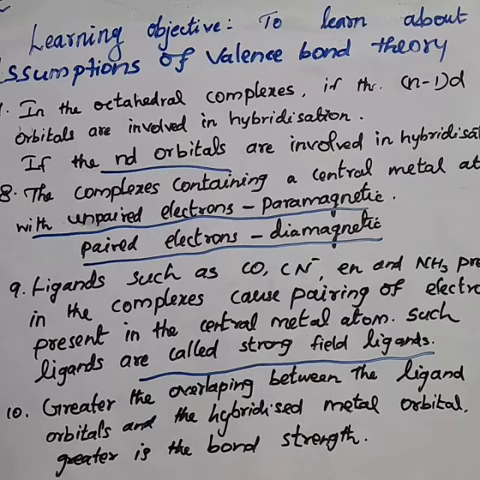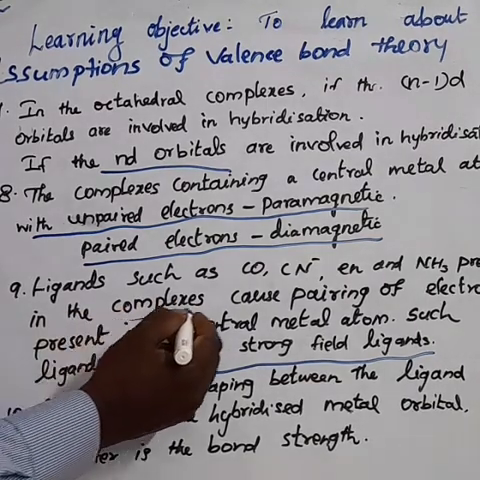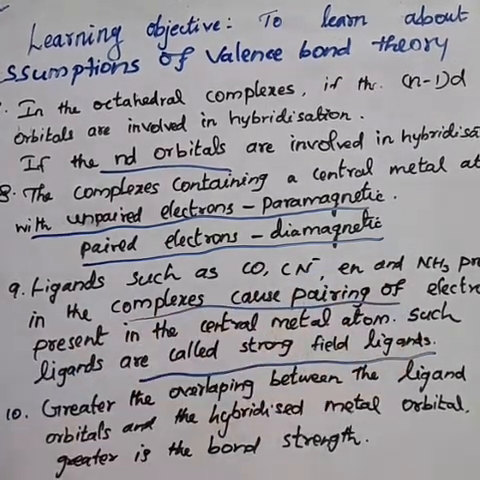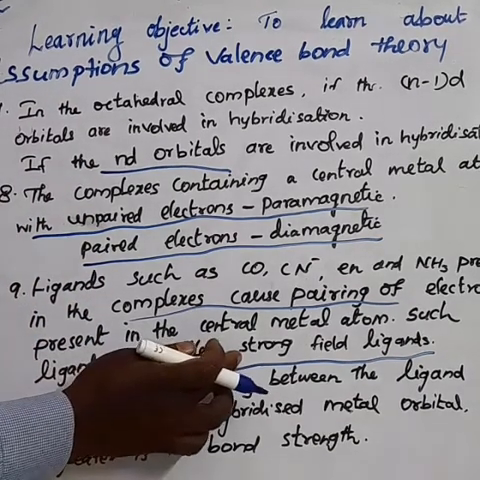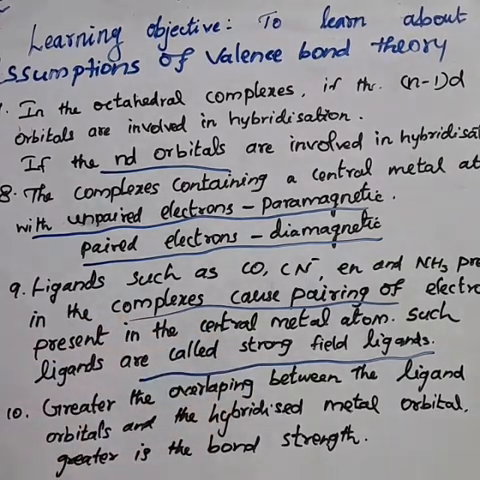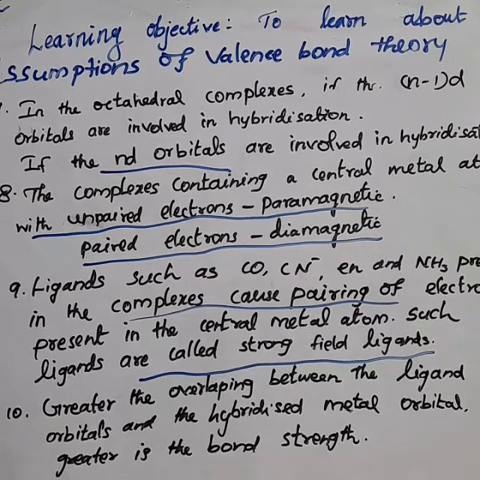Pairing of electrons. Such type of ligands are called strong field ligands. Which field ligand? Strong field ligand. What is the 9th point?